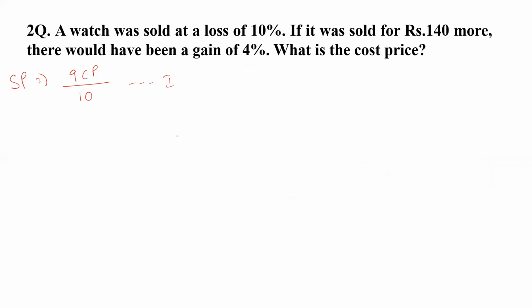The second equation is, if you add 140 to that sale price, then you would be earning 4% more. I'm just going to write it here like so. That would be cost price plus 4 divided by 100 multiplied by cost price. I hope you have understood this equation. It says that if you add 140 rupees more to that sale price, then you would be earning 4% of cost price.